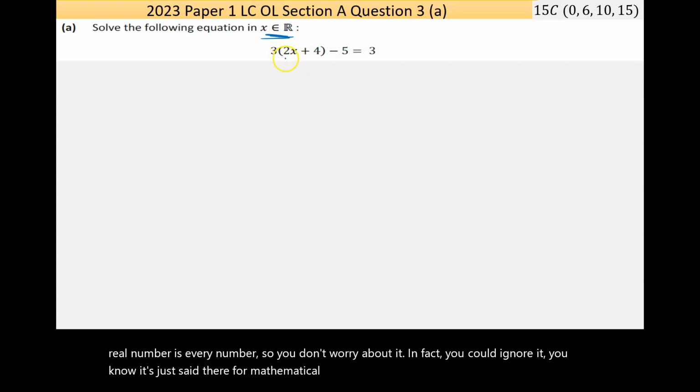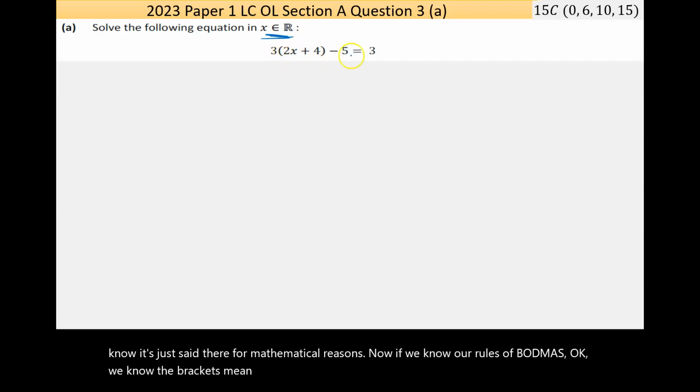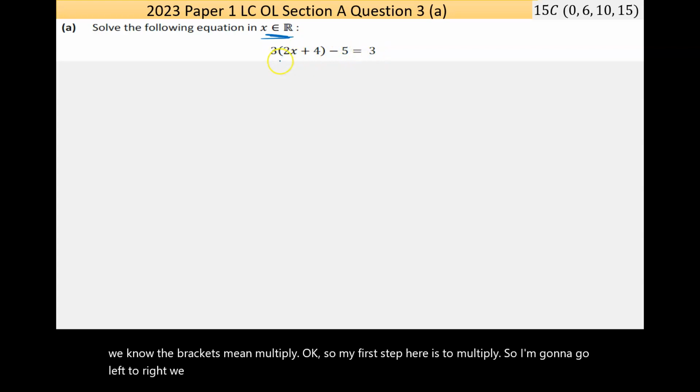Now, if we know our rules of BODMAS, we know that brackets mean multiply. So my first step here is to multiply. I'm going to go left to right. We always work left to right and do at least one step, and that will qualify me for the attempt, which is the 6 marks.